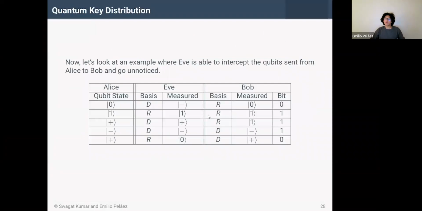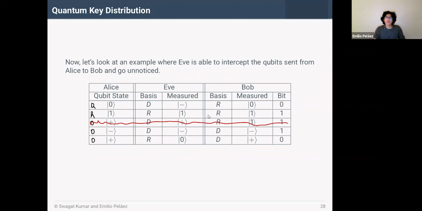So now we'll first look at an example in which Eve is able to intercept the qubits sent from Alice to Bob and go unnoticed. So let's just first put the basis from Alice. So this is the rectangular basis, rectangular, diagonal, diagonal, diagonal. So let's just right away discard the basis in which Alice and Bob did not choose the same. So that's just the third one.